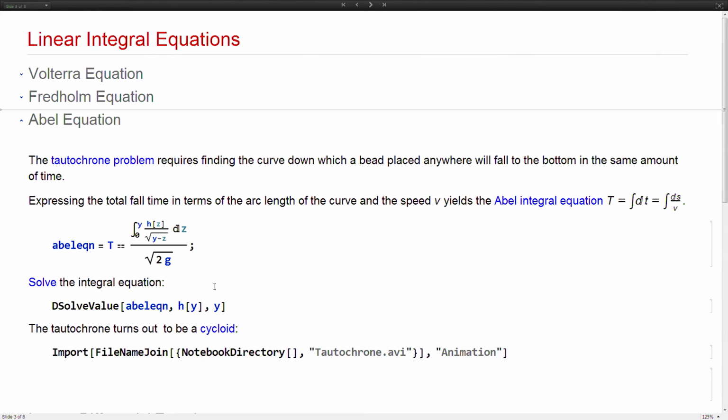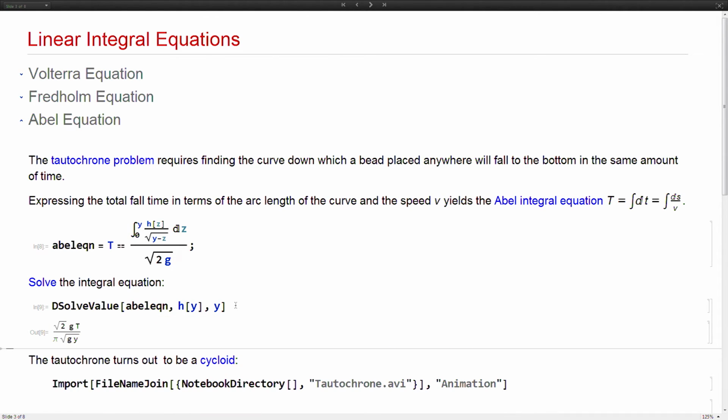Okay, got it. So that's the Abel equation. So we solve it with dsolve, takes just a minute. And then I had seen a really nice animation of this on Wikipedia, so I didn't know how to do it. I gave it to Itai, and Itai spent a long time on it.